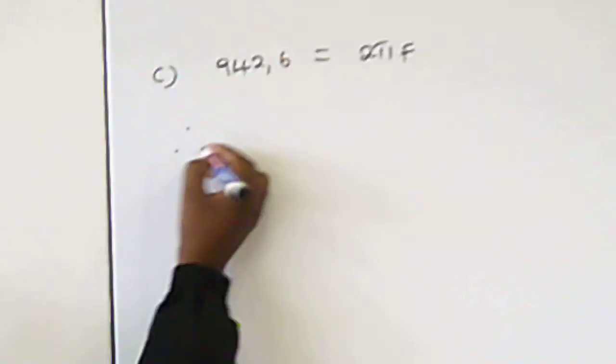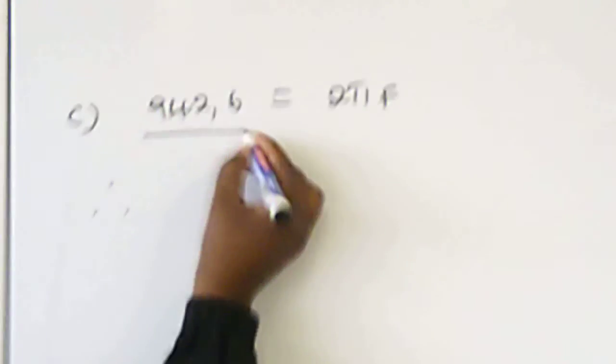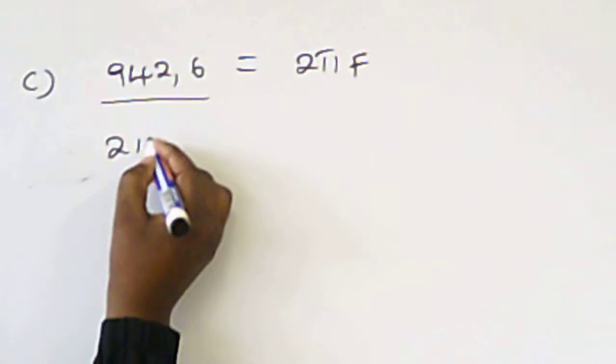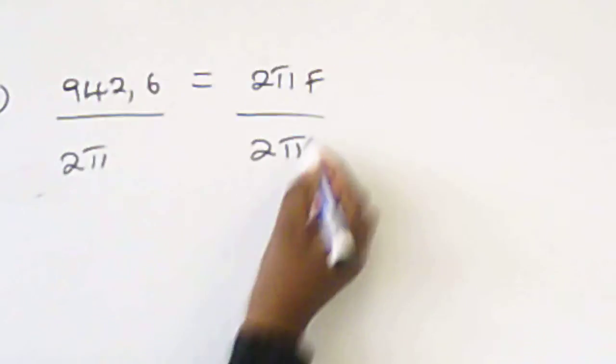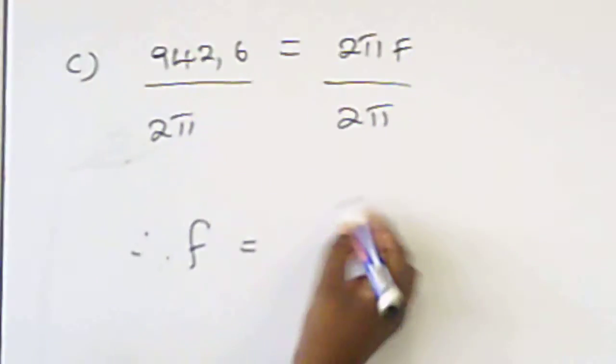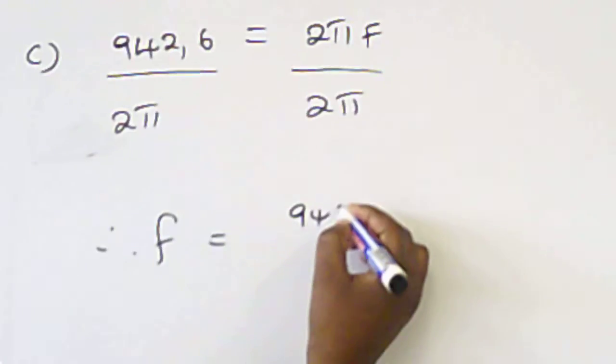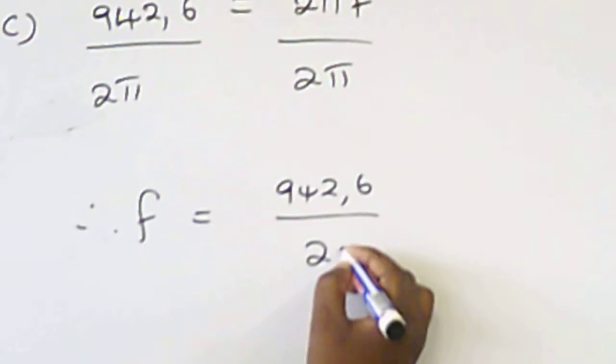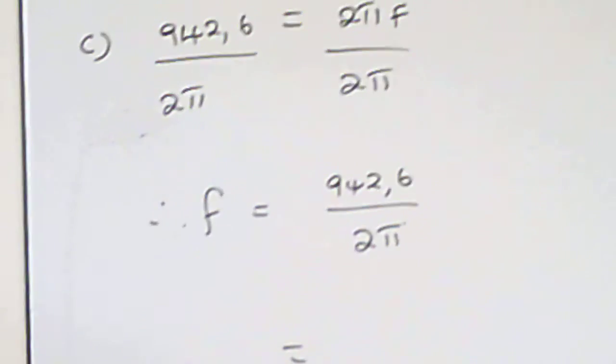942.6 is equal to 2 pi f. So you have to make f the subject of the formula. Therefore, we have to divide by 2 pi, divide by 2 pi. Therefore, your f is equal to 942.6 divided by 2 pi. I don't have a calculator. If you have a calculator, then you will calculate and find how much your answer is.